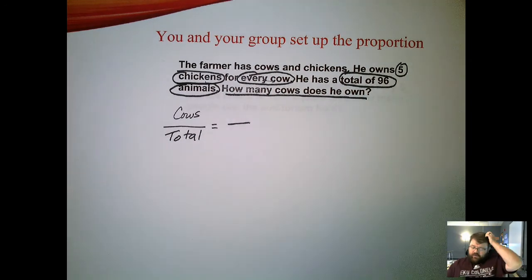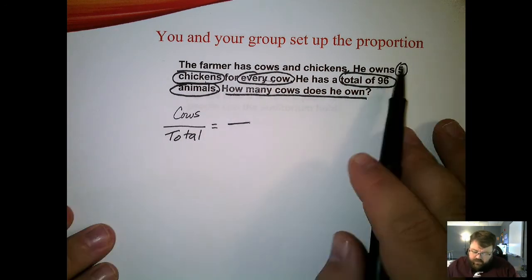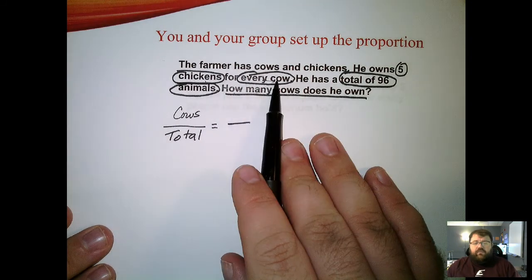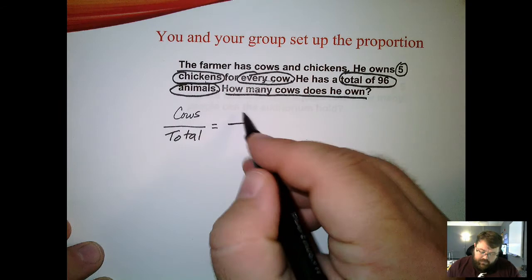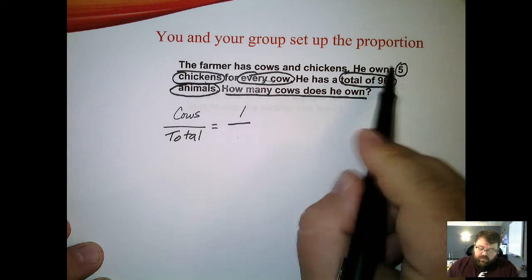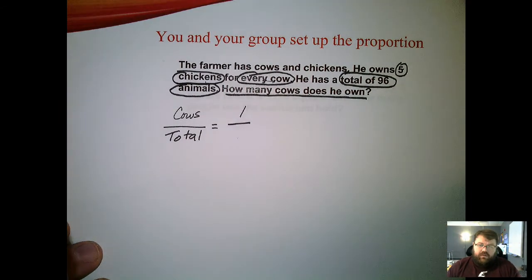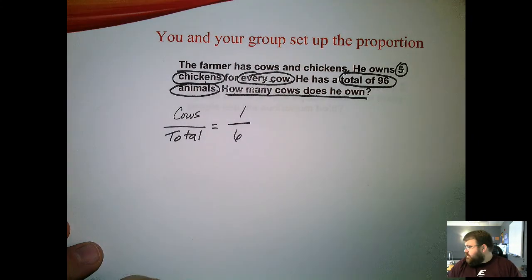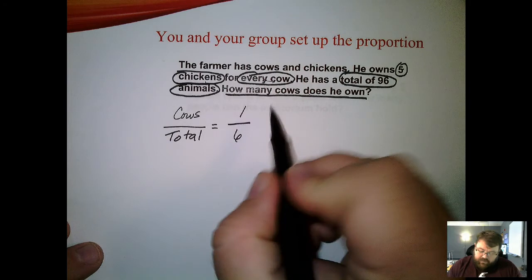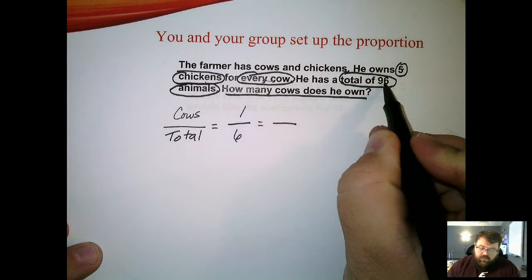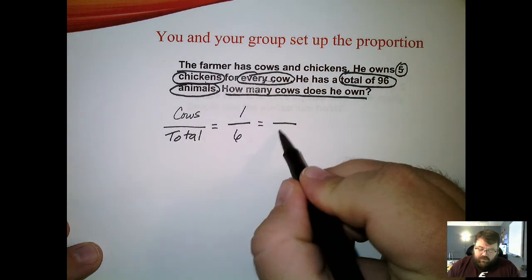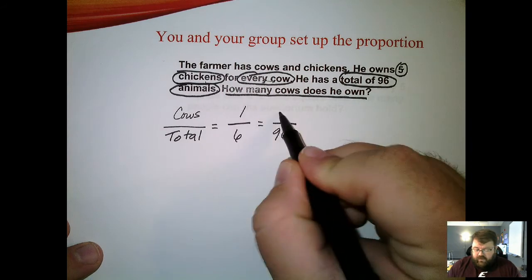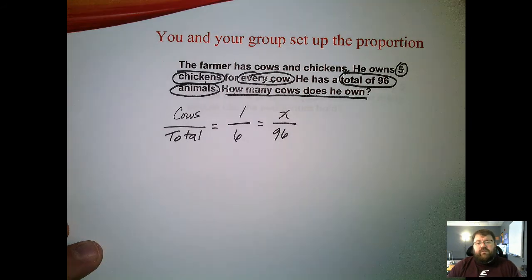Now let's go to our given ratio. Our given ratio is 5 chickens for every cow. Well, every cow meaning 1 cow. But how many total animals is that? Hopefully you said 6. From here, we're going to have to set this equal to the total number of animals he owns, which is 96, over x. Pause the video and answer the question.